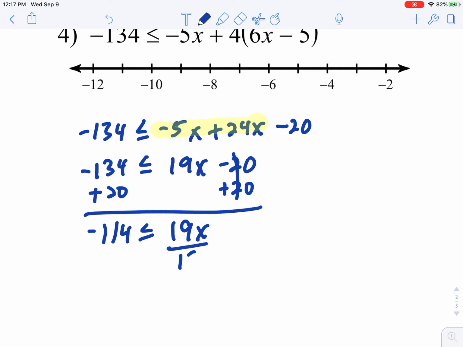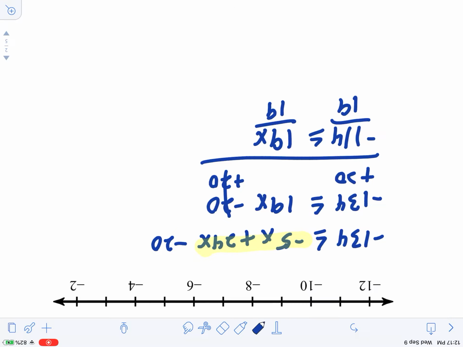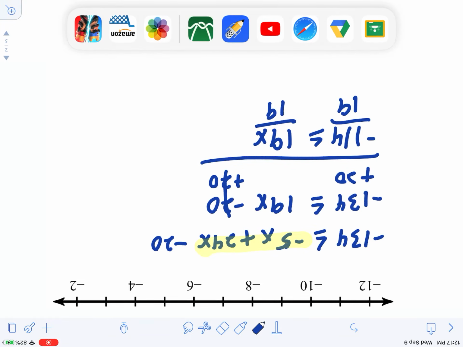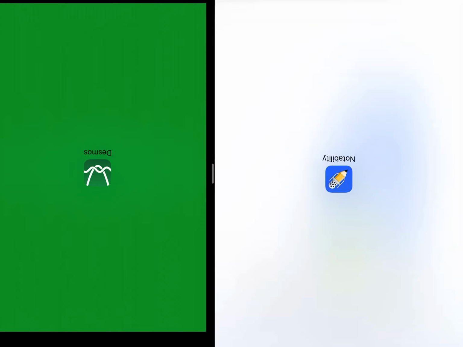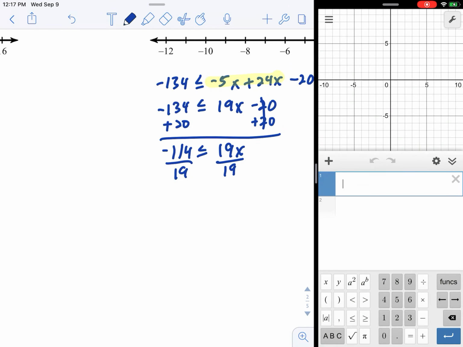Ooh, I'm a little suspicious. I've got to divide both sides by 19 now, and I am going to pull up a calculator. Okay, my screen is going to flip over real quick. Sorry if it makes you dizzy. I need to pull up my calculator, and then I'll flip it back over.